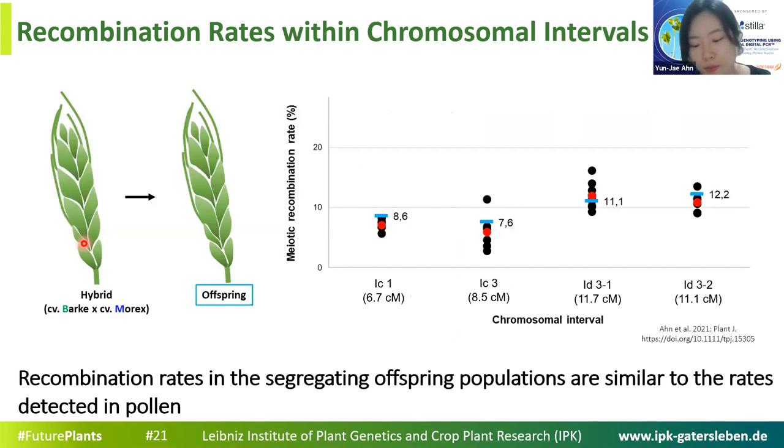And to confirm our measurements in hybrid pollen, we genotyped genomic DNA of the offspring, and they're represented as a blue line here. And you can see that again, the offspring recombination rates are fitting to our measurements also. It's very similar, and it's also fitting to expected value. So we were feeling safe and happy about our measurements.